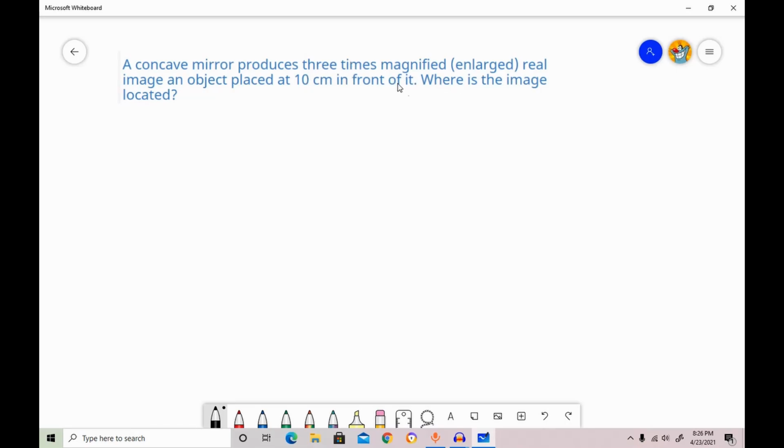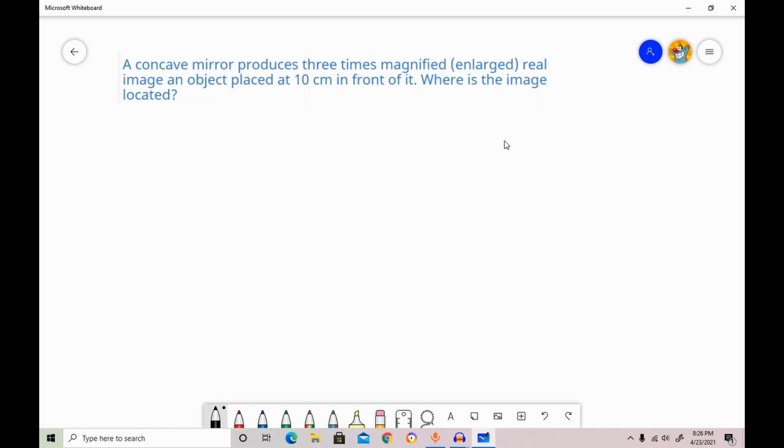Whether it is positive or negative, how do you find out? You look at the nature of the image. What is that? It is real. Real means minus. So m is equal to -3, and the object is placed at 10 centimeter in front of it. 10 centimeter in front of it means minus. So u is equal to -10.